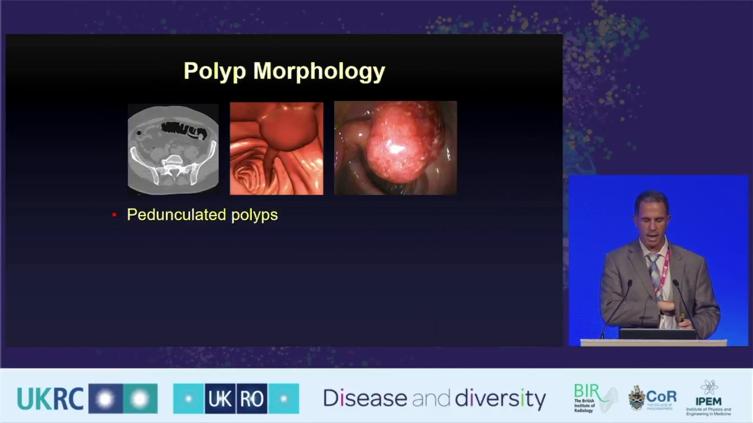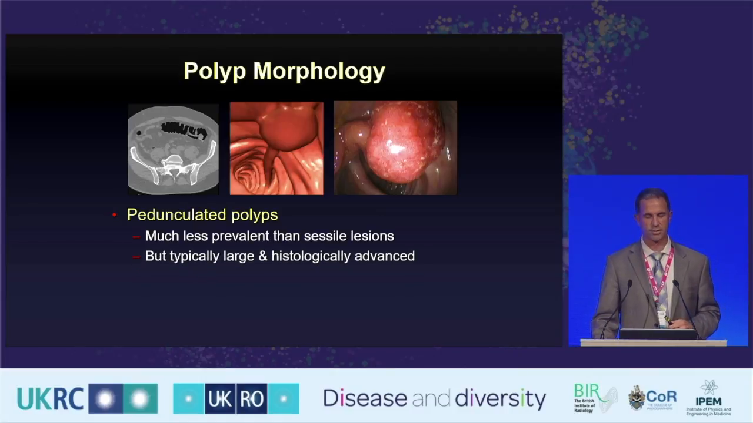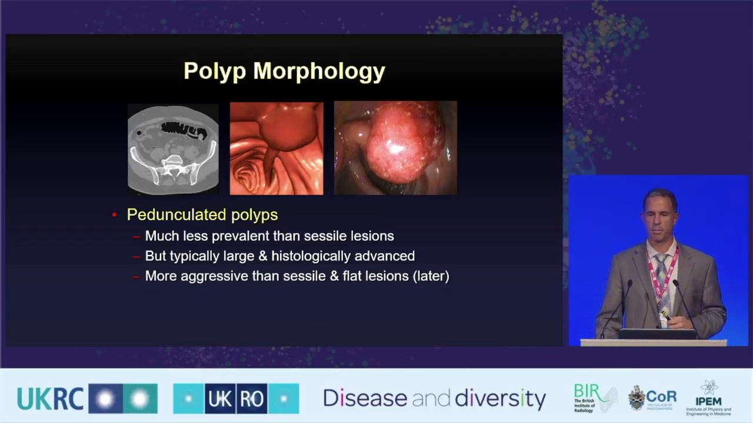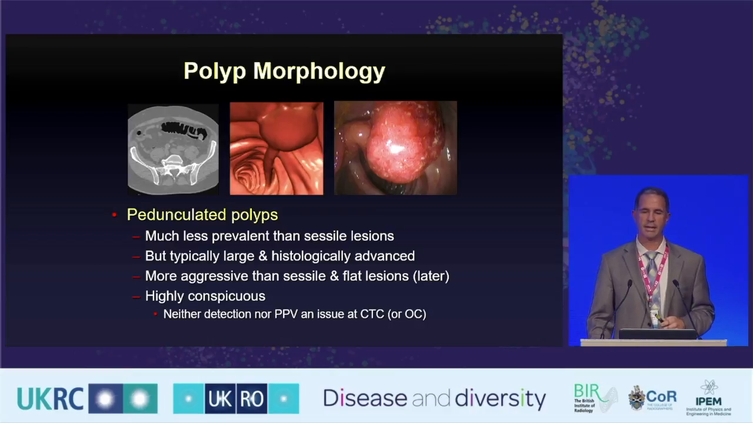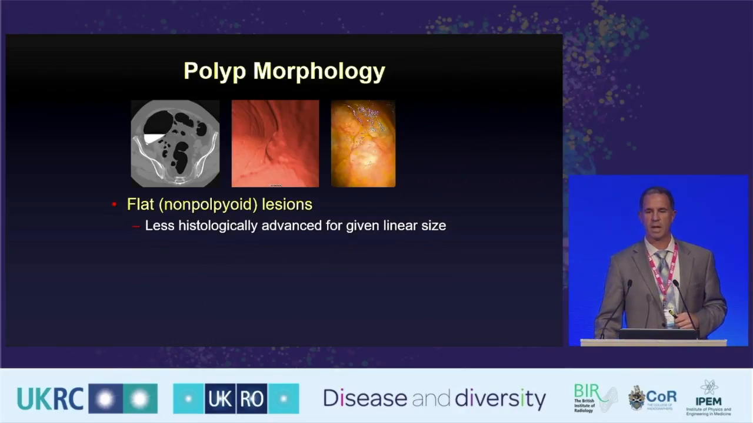Okay, let's talk about polyp morphology. Of course, pedunculated lesions, we know that they're not as prevalent as sessile lesions. We know that they are typically large and advanced, and I could show you all the numbers for that. I will show you later that they're more aggressive, and they are highly conspicuous, so there's really no issue with detecting these lesions. In terms of flat lesions, these are less often advanced, as I'll show you.